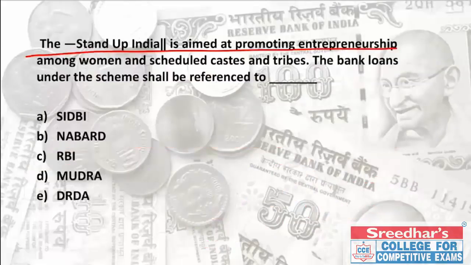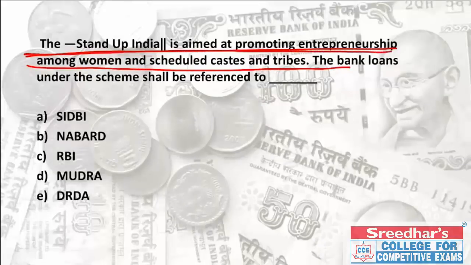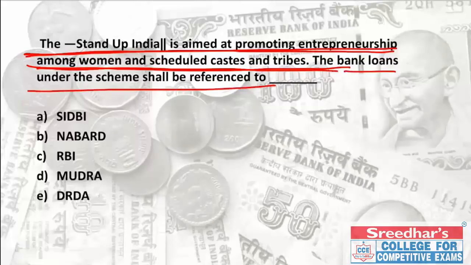What is a program that is aimed at promoting entrepreneurship among women and scheduled castes and tribes? Stand Up India is aimed at promoting entrepreneurship among women and scheduled castes and tribes. The bank loans under this scheme shall be referenced to SIDBI, Small Industries Development Bank of India.